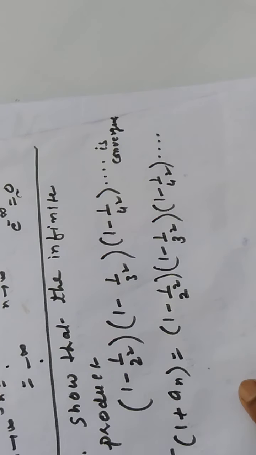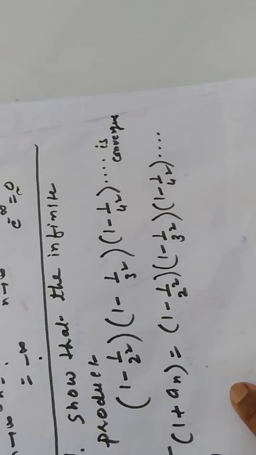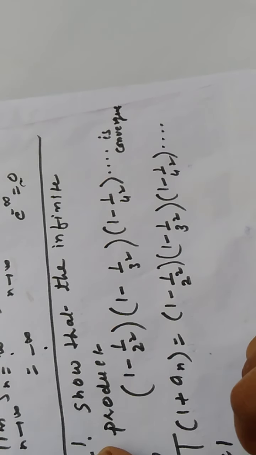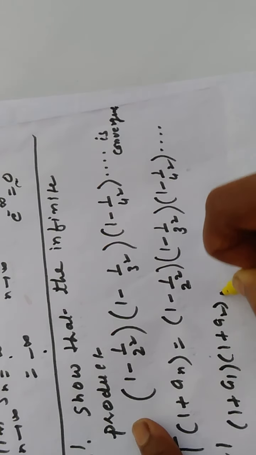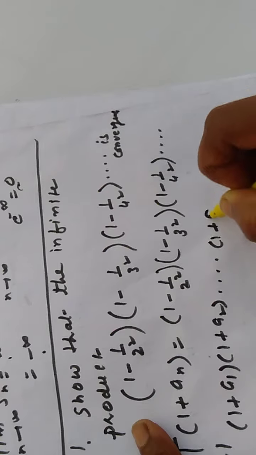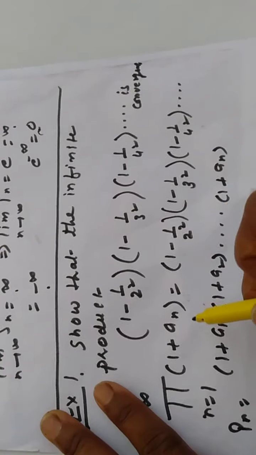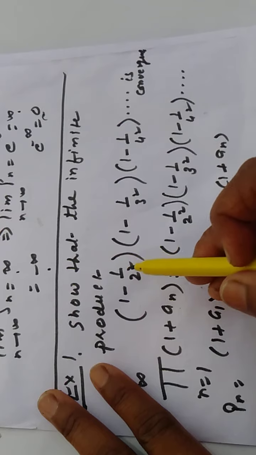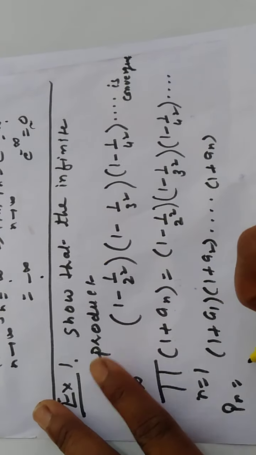Okay, let us check what is Pn. Here Pn is (1 plus a1)(1 plus a2) up to (1 plus an). Now first we'll expand this 1 plus an. This is the product of 1 plus an. Now what is 1 plus an?